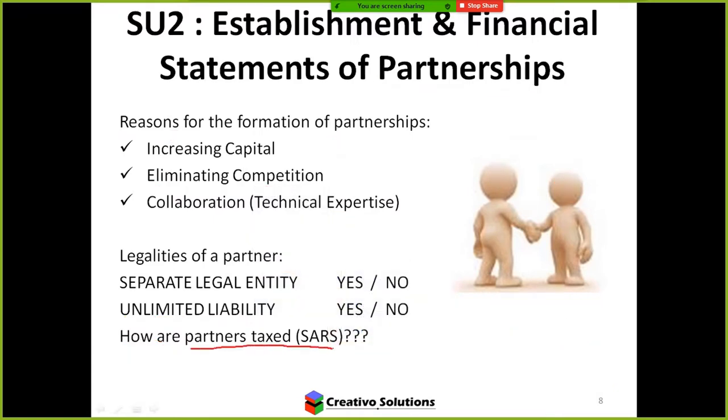Last question to consider here. How are partners taxed? Are partners taxed individually or are partners taxed together? What do you think? This is important in terms of disclosure. You'll see why. Let's see if you know the answer. How are partners taxed? Any idea?